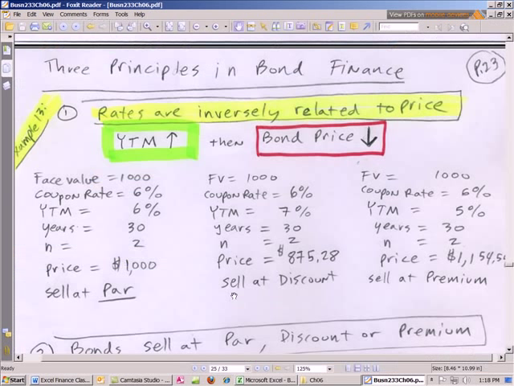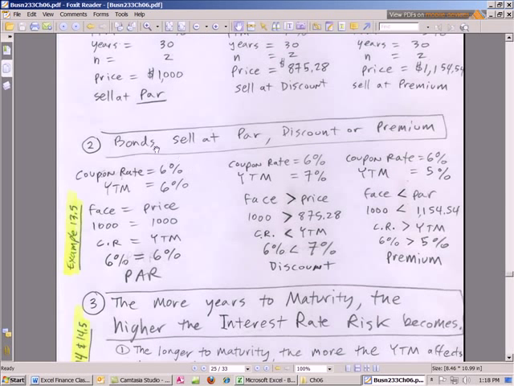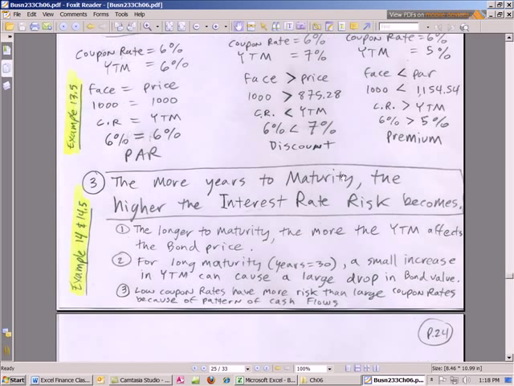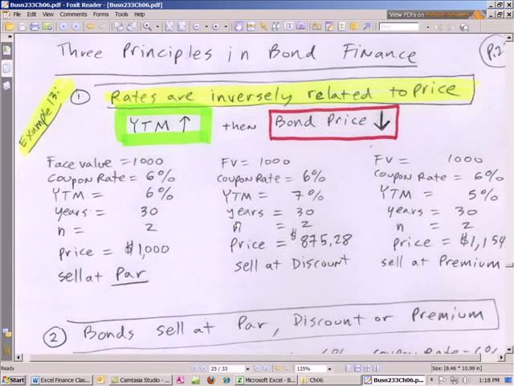Hey, in this video, we want to talk about how bond rates are inversely related to bond price. Now, there's three principles in bond finance we're going to touch on. The first one is that rates and prices are inversely related. The second one is that bonds sell at par, discount, or premium. And the third one is the more years to maturity, the higher the interest rate risk becomes. Now, in this video, we'll just examine this first one here, that rates and prices are inversely related.